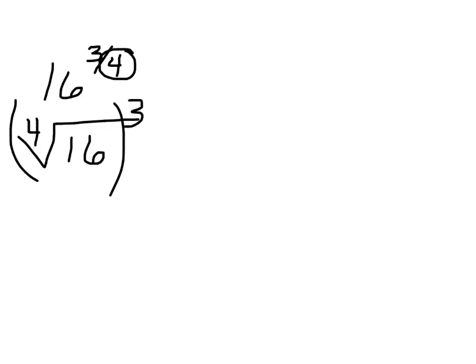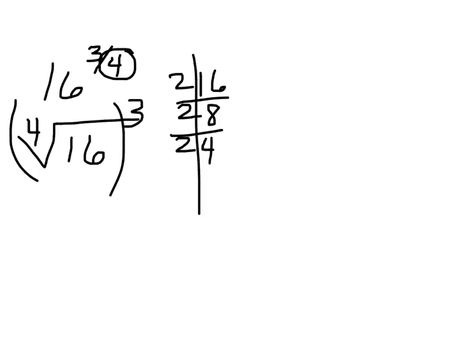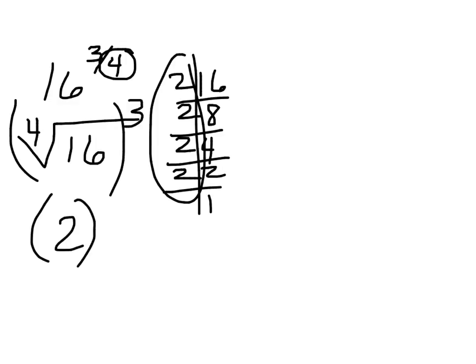Now from here, what is the fourth root of 16? If you don't know, then break it down. 2 goes in there 8 times, 2 goes in there 4 times, 2 goes in there 2 times, and 2 goes in there 1 time. I have 4 2s, so 2 goes in there. And now after that, 2 times 2 times 2 is 8. And done. I did it without a calculator. All I did was rewrite the fractional exponent as a radical, and then I simplified it.